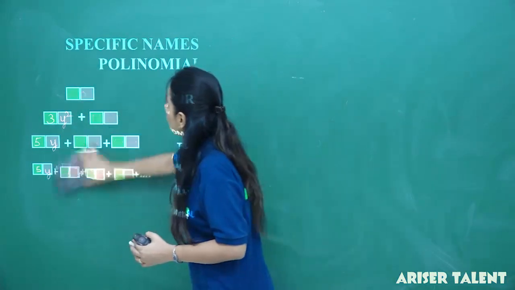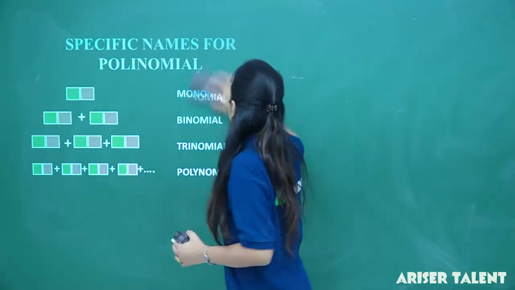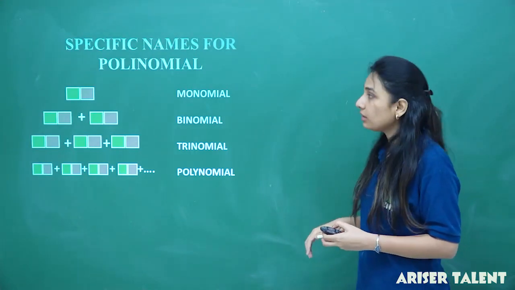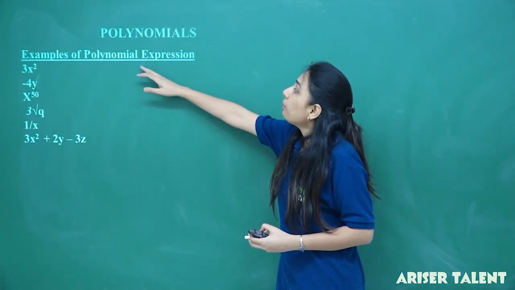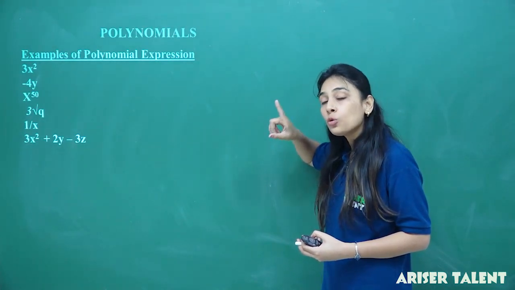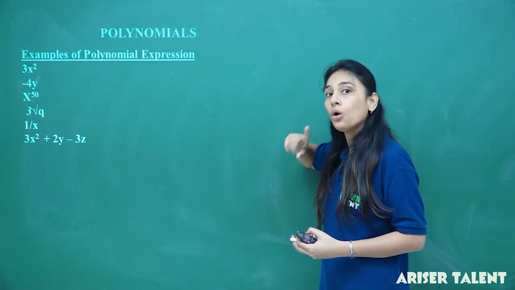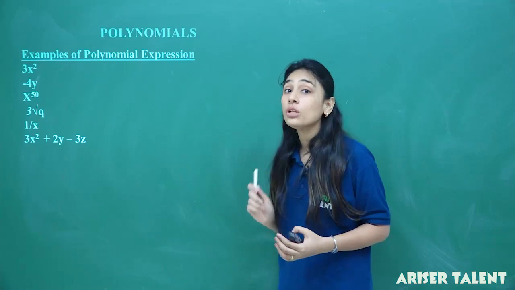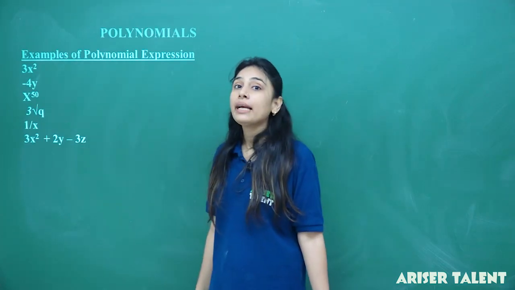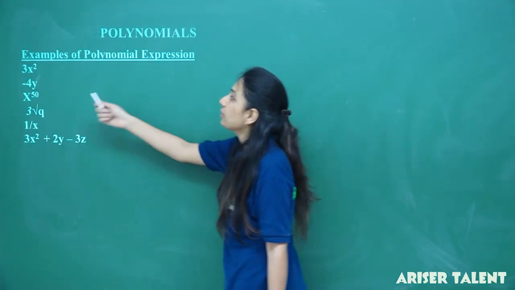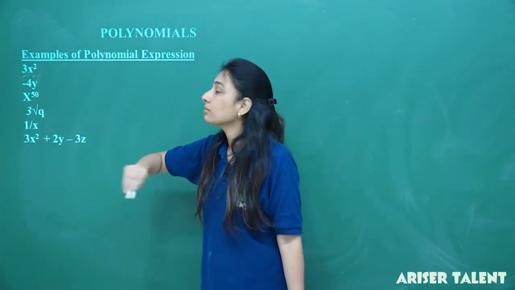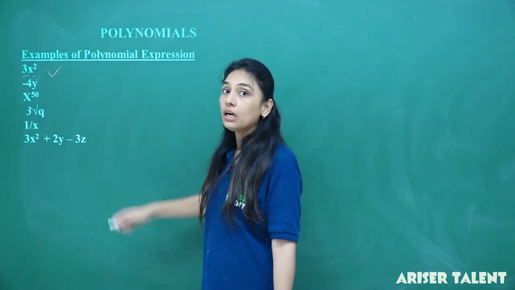So now you have studied monomial, binomial, trinomial and polynomials. Then what's next? Polynomial expression examples. Now the exponent of a polynomial must always be a whole number. If it's not a whole number, that's not a polynomial expression at all. Okay, let's have a look at this one. 3x square, an example of a polynomial expression. 3 is what? Number. x square what? Variable. Yes, it is a polynomial expression.